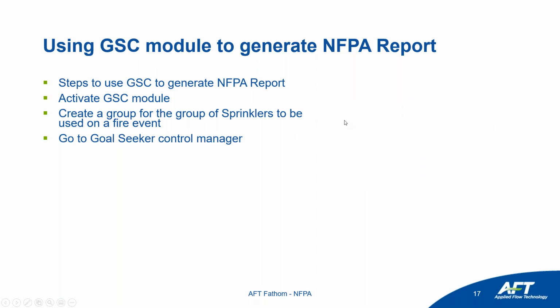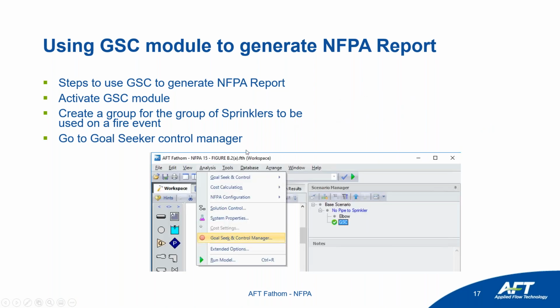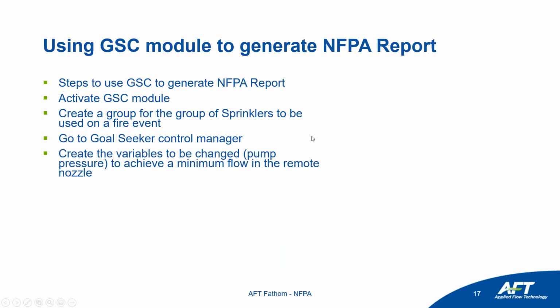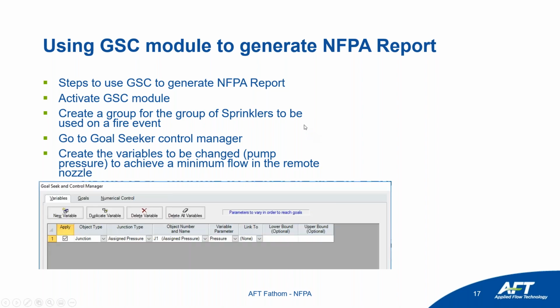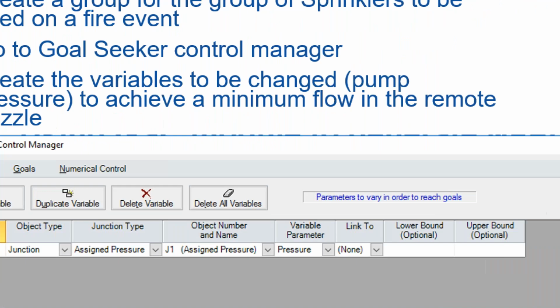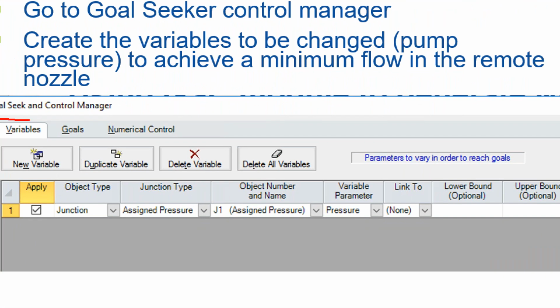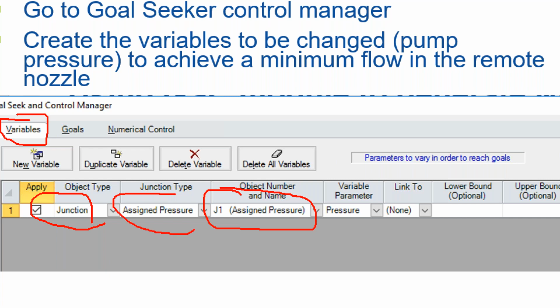We go to GSC Control Manager, and we create the variables to achieve the minimum flow with the pump. So here we're going to define the variables. It's a junction. Where the junction is located is where the pump is located. You're going to change the assigned pressure, okay?